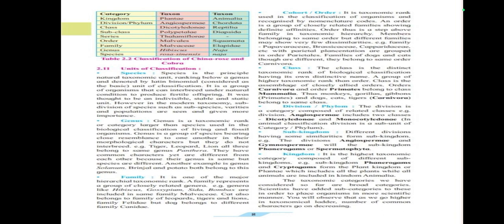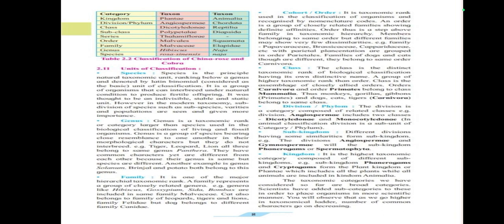Kingdom is the highest taxonomic category composed of different subkingdoms. Example: subkingdoms Phanerogams and Cryptogams form the plant kingdom or Plantae, which includes all the plants, while all animals are included in kingdom Animalia. The taxonomic categories we have considered so far are broad categories.